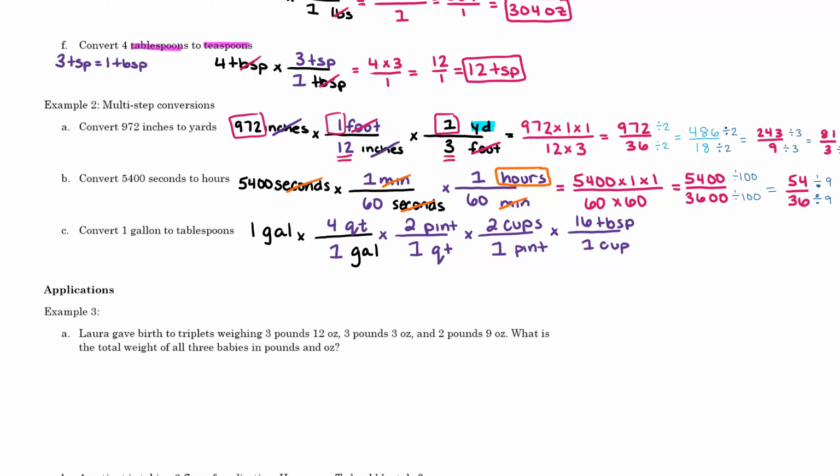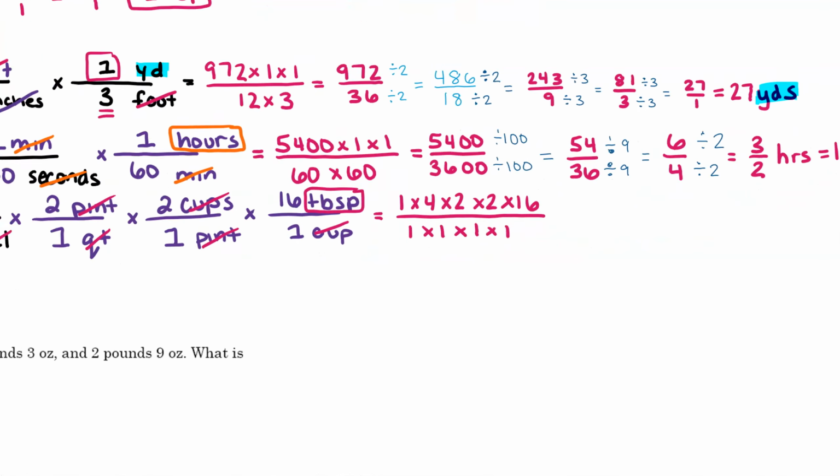Now here's the cancellation. Gallons on top, gallons on bottom. Quarts on top, quarts on bottom. Pints on top, pints on bottom. Cups on top, cups on bottom. And the only thing left is tablespoons. So I know that my answer will be in tablespoons. But now I just have to do the math. So the math on top is 1 times 4 times 2 times 2 times 16. And on bottom, I just have 1 times 1 times 1 times 1. So we need to do this math.